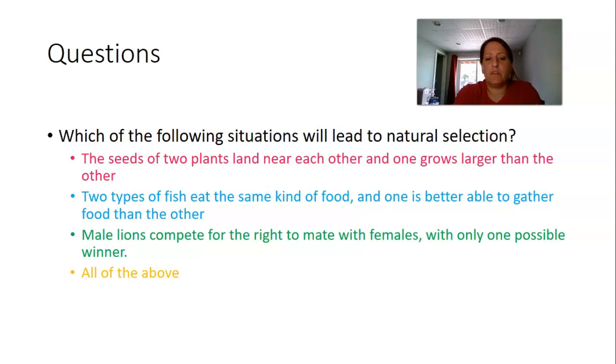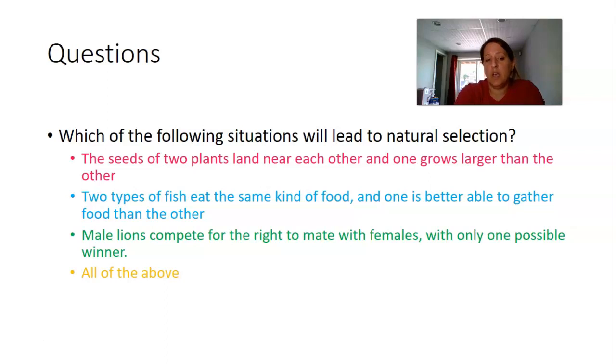In blue, we've got two types of fish eating the same kind of food. One is better able to gather that food. So again, it's better at obtaining that type of food, so that would be an adaptation. But does that make the organism definitely more fit, or better able to reproduce? I'm not sure. And in green, we've got male lions competing for the right to mate with females, with only one possible winner. The male that is able to reproduce with the female is definitely going to get its genetic characteristics into the next generation. So definitely more fit, and natural selection, definitely in green, will lead to natural selection.